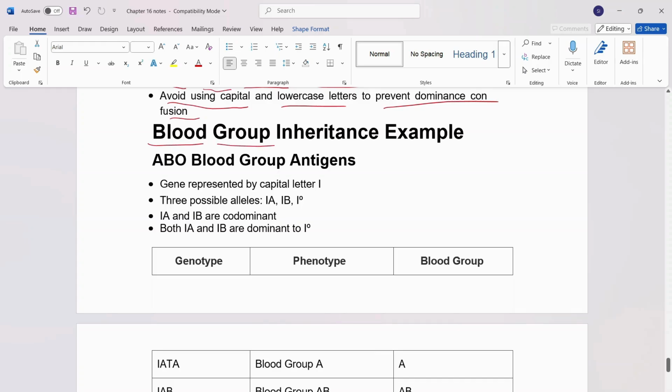Now we have the blood group inheritance example. A, B, O blood group antigens. The gene is represented by capital letter I. Three possible alleles: I^A, I^B, and I^O, with a small o on top. I^A and I^B are codominant. Both I^A and I^B are dominant to I^O.